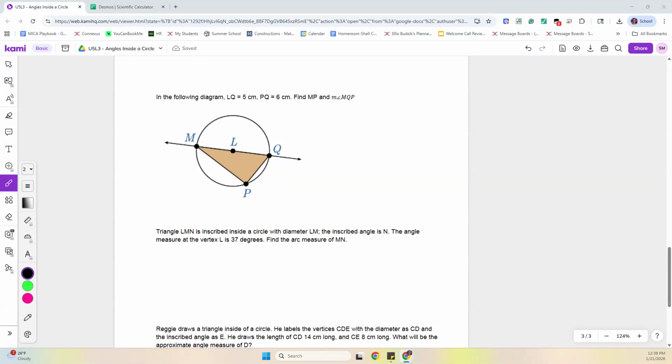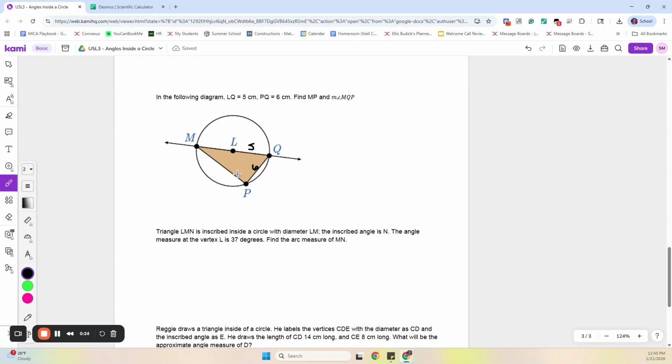All right. So for this one, it says in the following diagram, we have a picture. LQ is 5 centimeters. So LQ is going to be 5. PQ is 6. So that means this segment over here is going to be 6. Find MP and the measure of MPQ.